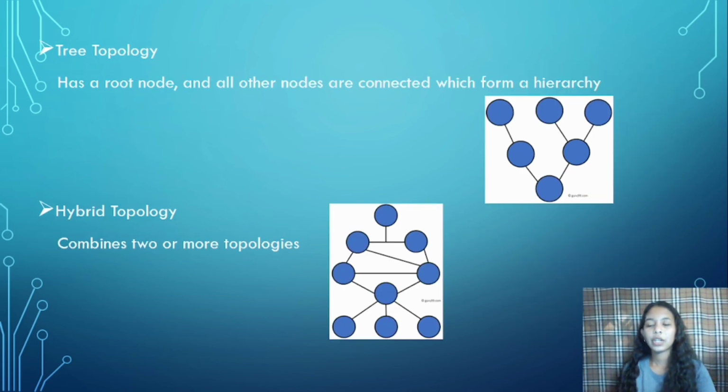Next is the tree topology. Tree topology has a root node and all other nodes are connected to it, which forms a hierarchy. So it is also known as a hierarchical topology. This topology integrates various star topologies together in a single bus, so it's known as star bus topology. Tree topology is a very common network which is similar to bus and star topology.